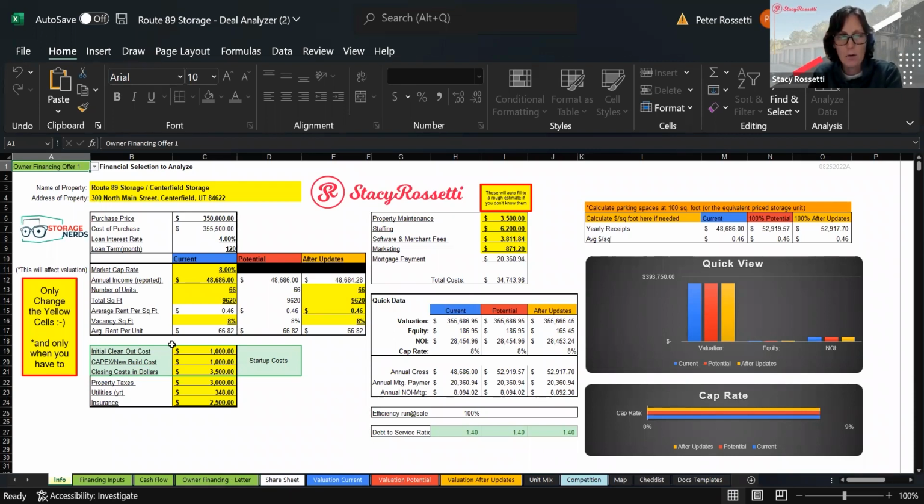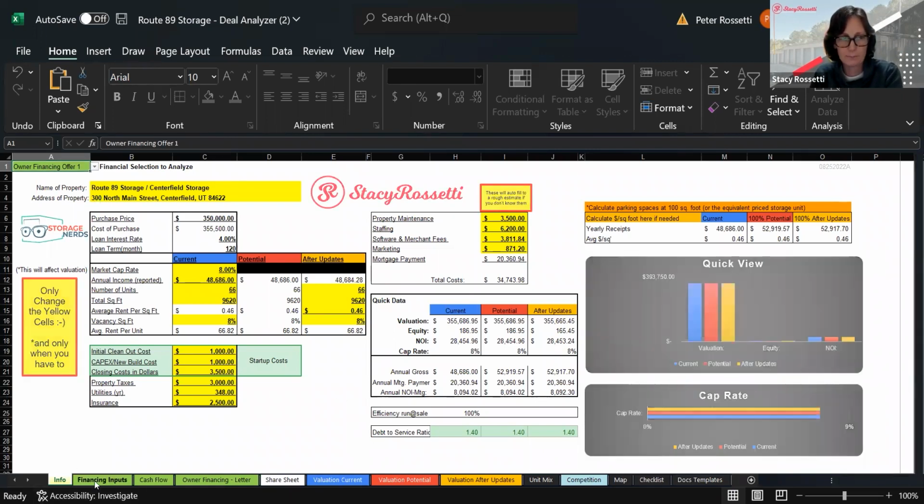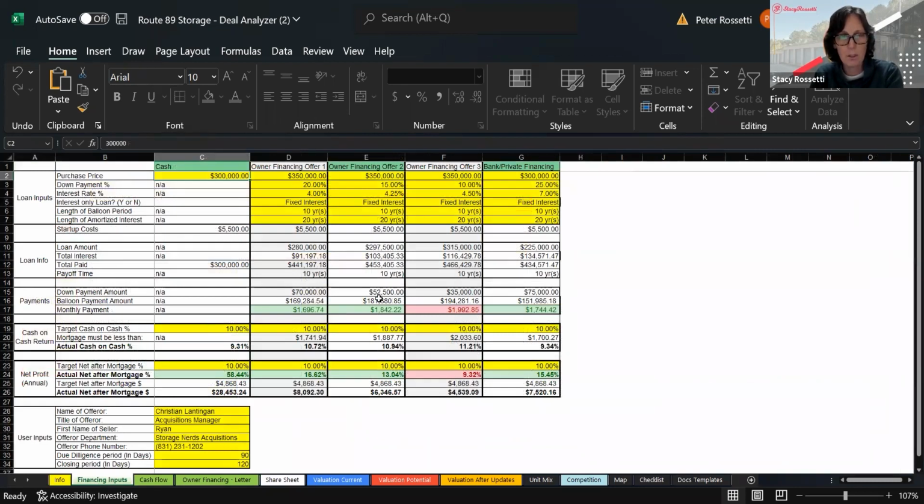Okay. So now the financing inputs are where you're going to run the numbers and try to get the numbers to be at a 10% cash on cash return or higher. For bank financing, we need a 1.3 DSR, and we need 10% cash on cash return. And that for us is a good deal. Now for you, you could figure out what your good deal is, but for us, that's kind of what we look at.